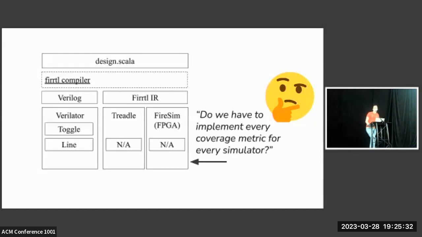Now, if we took a page out of the playbook of all the Verilog simulators, then we would have to write independent implementations of all these coverage metrics for each simulator. That just sounds like a whole lot of work. And we're academics, we don't have a lot of time, we're lazy, we don't want to do that much work.